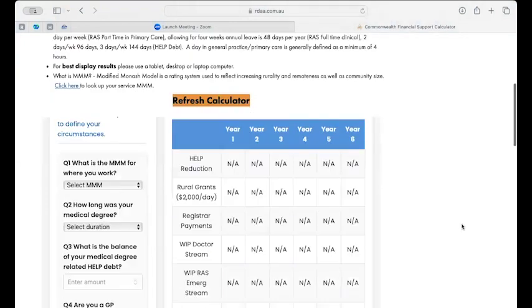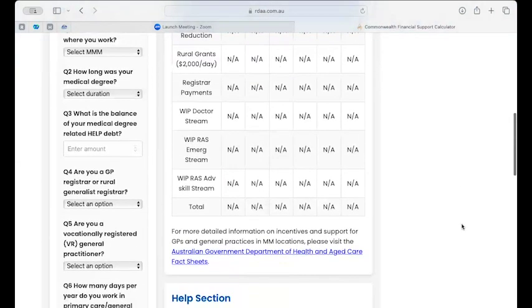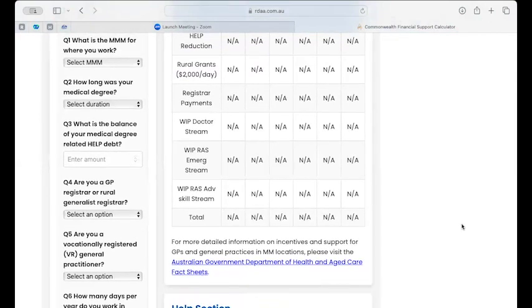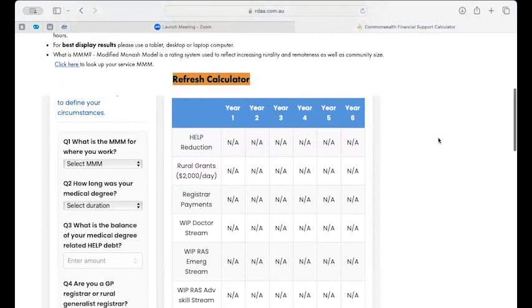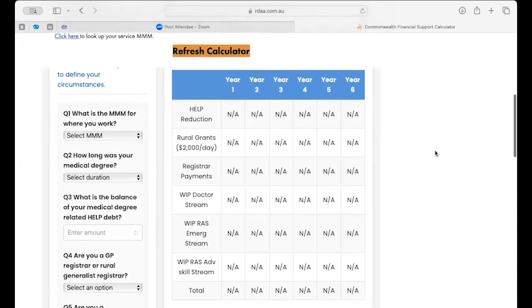So let's have a look. On the left-hand side, there is a series of questions for doctors or potential doctors to answer. So what is your modified Monash? Now, if you don't know what modified Monash is, it is a geographical rating of all the communities in Australia. RDAA considers real rural to be modified Monash 3 to 7, so we're obviously focused on that. We're hoping that this will give you an idea of the range of incentives, particularly available in those communities.